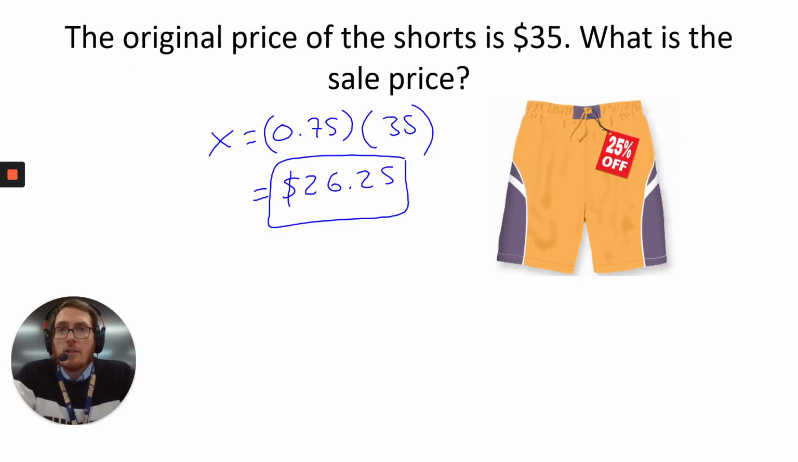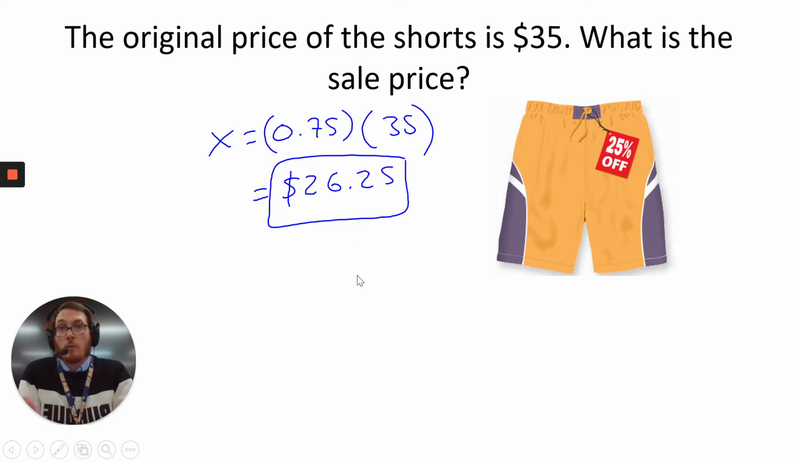Okay, the next few slides are just example questions, and the difference here versus the chart is it's not all organized for you. So this says the original price of the shorts is $35. That's the whole amount. What is the sale price? Well, you say, well, I don't know what percent off it is. You may have to look in your pictures from your homework. It says it's 25% off. Remember, 25% off means I paid 75%. So I'm just looking for 75% of 35, and I get $26.25.